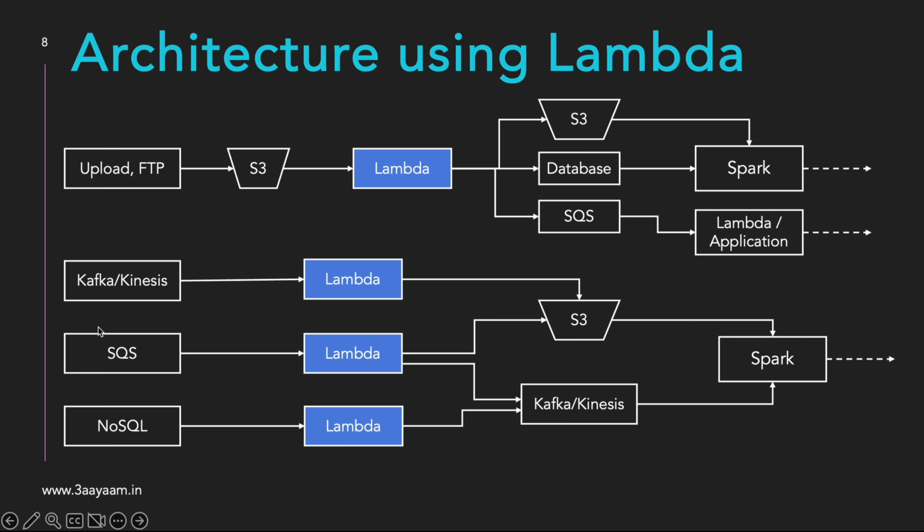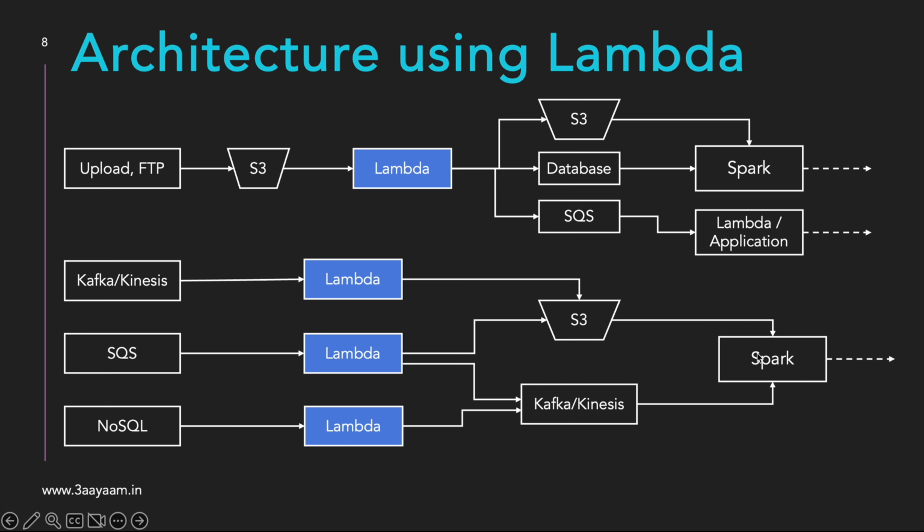In the second diagram, we can have records from Kinesis, Kafka, SQS, or NoSQL databases. So we can have Lambda as their triggers. Now from here, the Lambda function can read the records, store it in S3. From SQS and NoSQL database also, Lambda can read the records, do a very lightweight processing and store it in either S3 or maybe to Kafka or Kinesis. And from there, Spark can read the records and continue the data engineering pipeline.